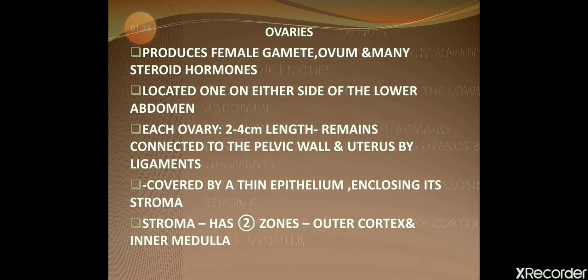Before that, see all the slides and you can note down the points or do a recall of all the points about the ovaries, about its size and dimension, 2 to 4 centimeter length, and it remains connected to the pelvic wall and uterus by ligaments called mesovarium. Hope you remember that point. It's covered by a thin epithelium, that is germinal epithelium, and inside of which is the stroma, and that stroma has got two zones, outer cortex and inner medulla. That inner region stroma will have cells or follicles of different stages.